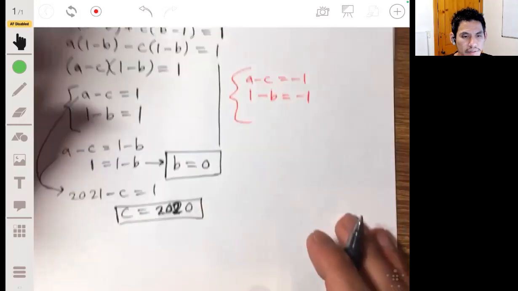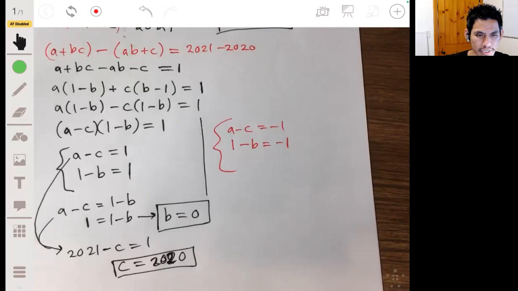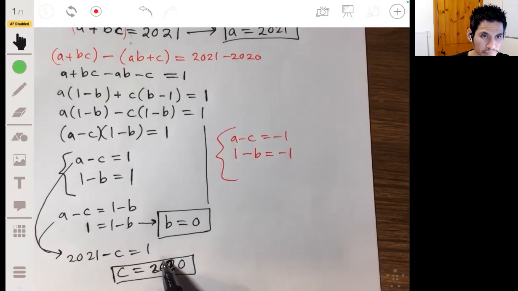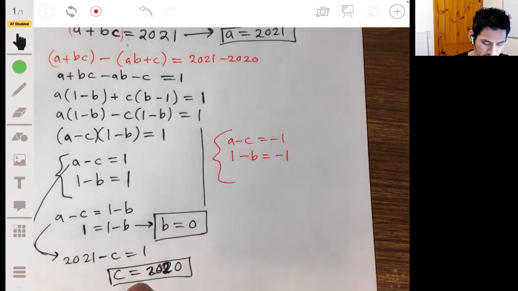Oh, and the paper wasn't even shown. My bad. Okay, so we have this first system solved for a, b, and c. A is 2021, b is 0, and c is 2020.